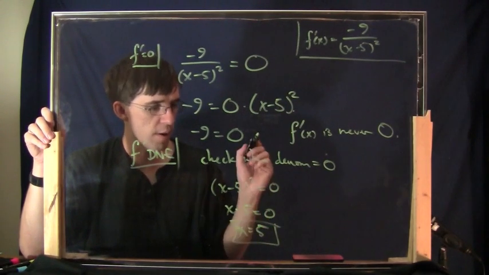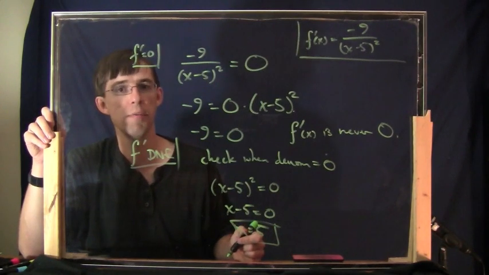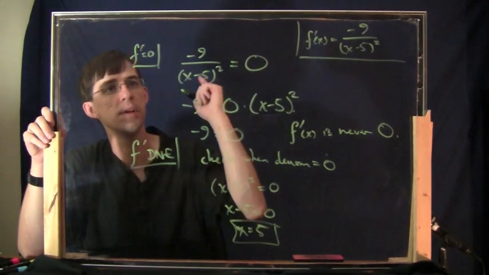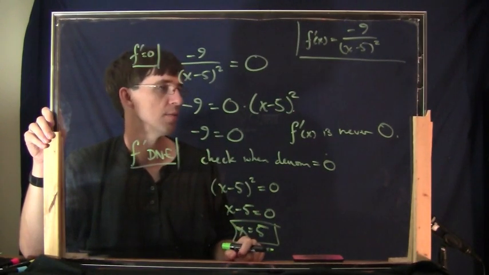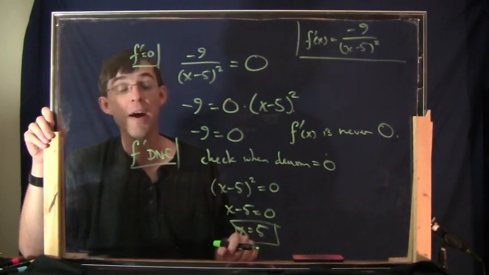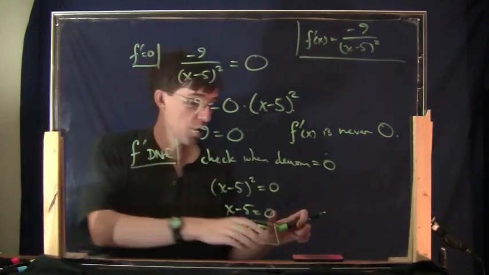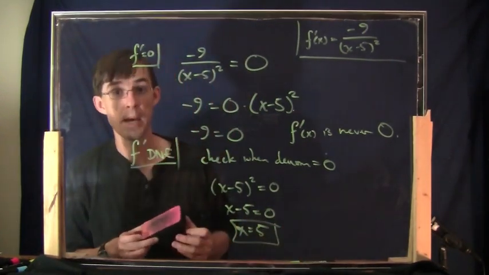So this right here is a critical number, all right? The critical numbers, remember, are the places where the derivative is 0 or the derivative does not exist. So x equals 5 is what I'm going to put in my chart in the next step.